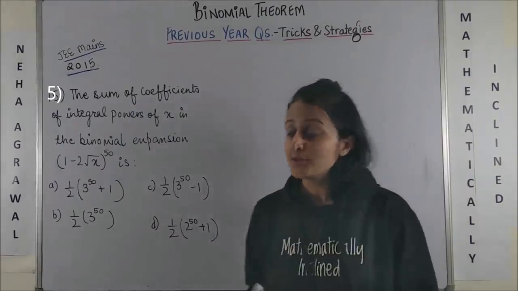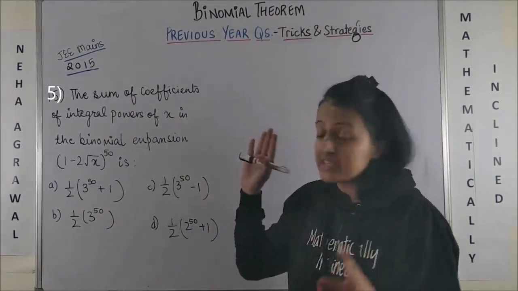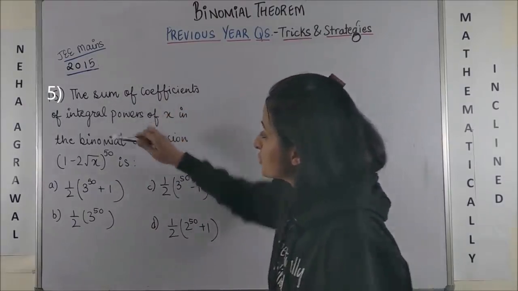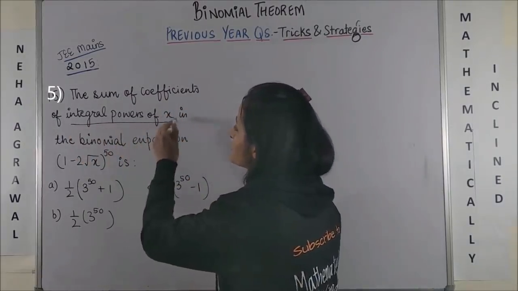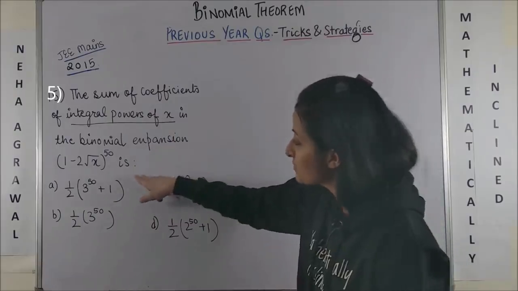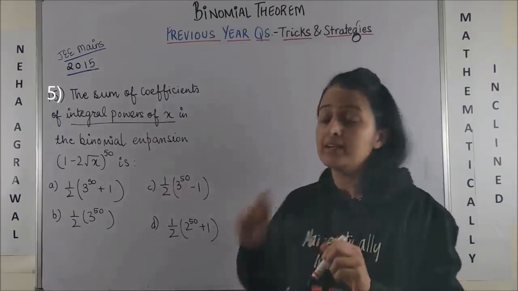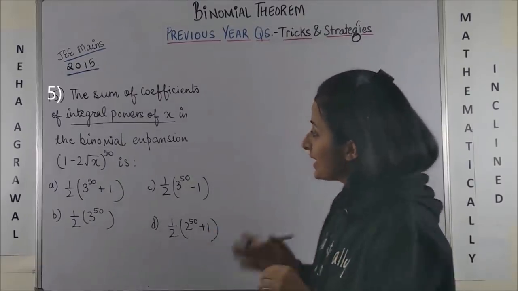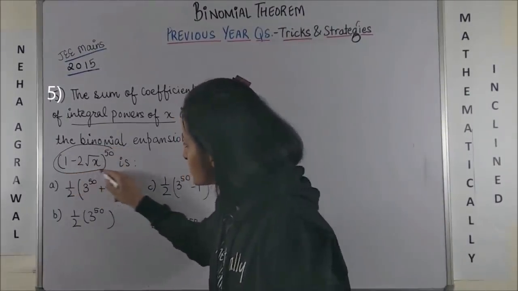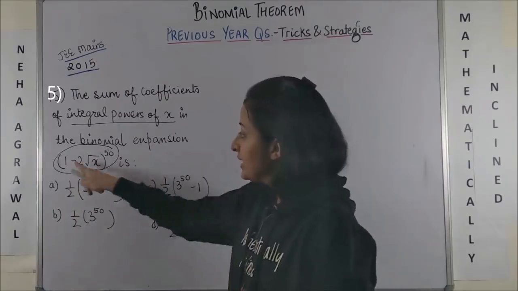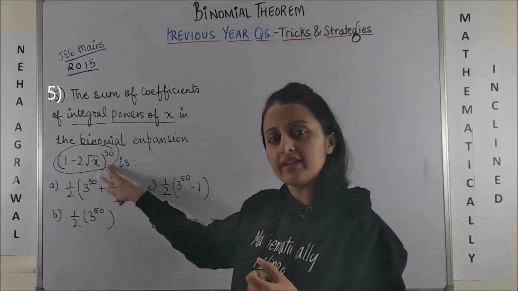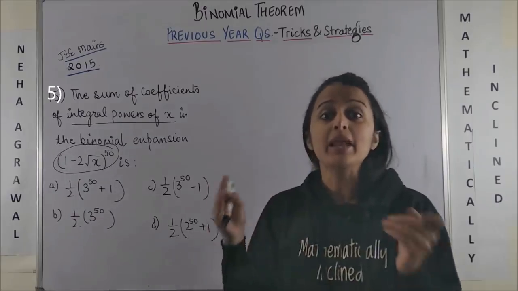Okay. Coming to 2015 JEE Mains, the question says the sum of coefficients of integral powers of X in the binomial expansion, this is what? Now, when I talk of integral powers, please note that would mean that the expression which you are given, if it is, take its conjugate. By conjugate, I mean whatever is the second one, change its sign and then add them.